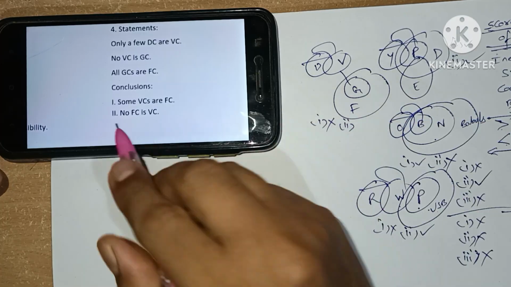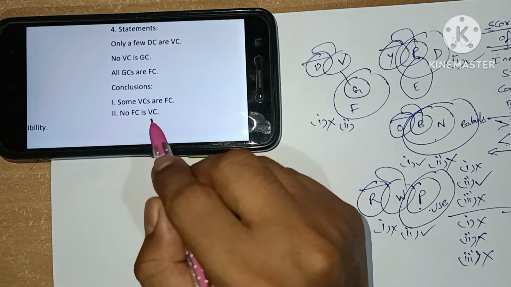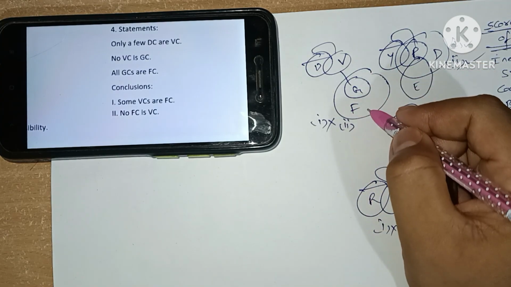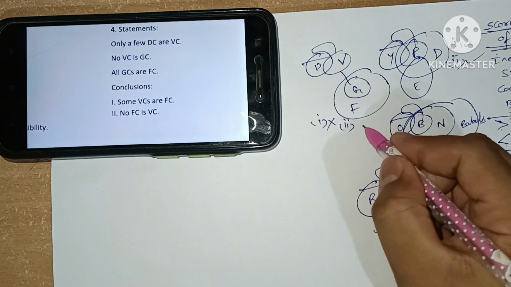Second one, no FC is VC. So here we check whether some FC can be VC. Some part of FC can share with VC. It is possible. Some case possible means no case fails.